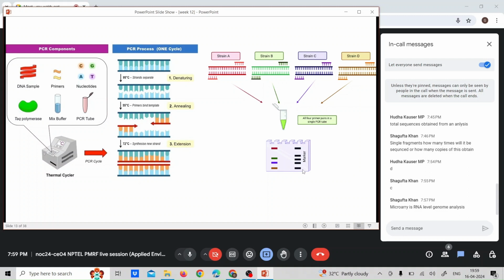In a multiplex PCR, you can add multiple genes, multiple DNA samples, and you can add the corresponding primers to it, and all of it will be amplified. So as the name suggests, it's multiplex. So you can add genes from, for example, strain A, strain B, strain C, and strain D. You add the corresponding primers of the genes that you need to amplify, and in the same tube itself, all of this will be amplified, and when you run it on an electrophoresis gel, you can see that you have obtained all four of them at the end of amplification. So this is a multiplex PCR technique.